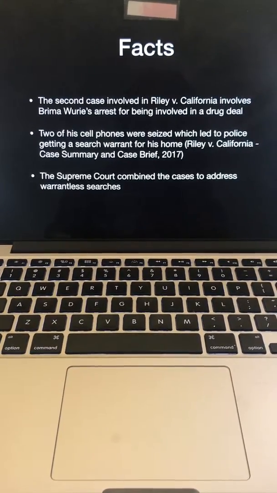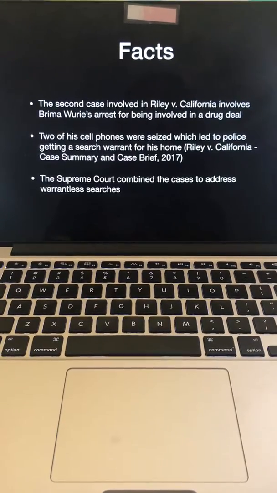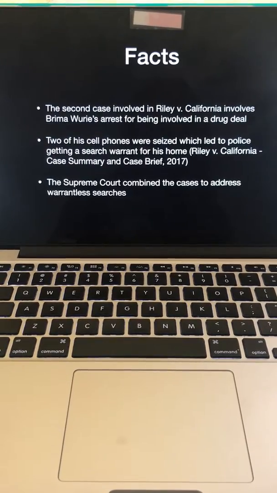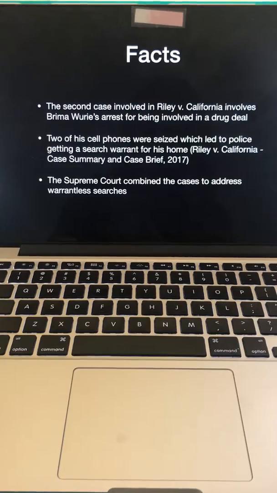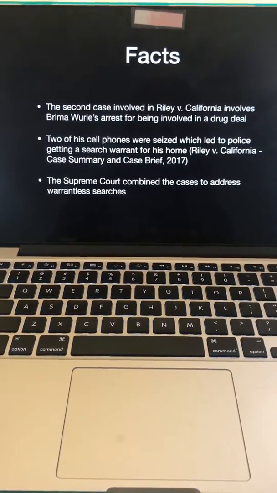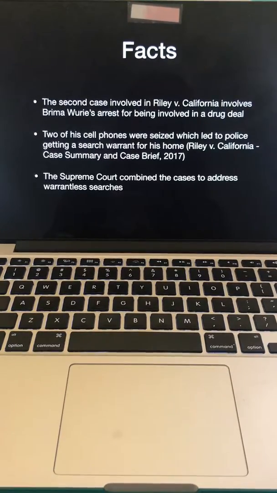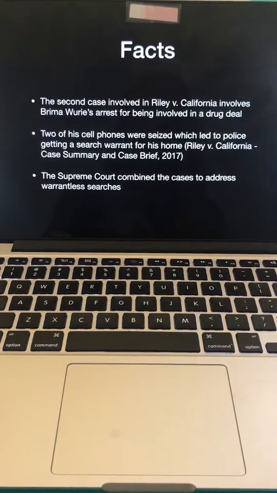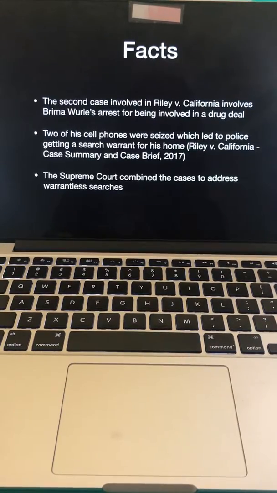Worry was arrested for being involved in a drug deal. He had two cell phones on him. When they took his possessions, police found evidence from his cell phone, and it linked to where his home was, so they used the cell phone evidence to get a warrant to search his house. So that is the other side of this case.